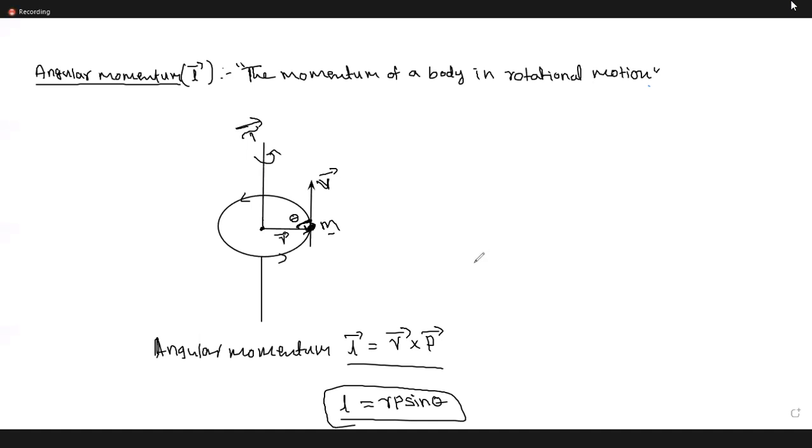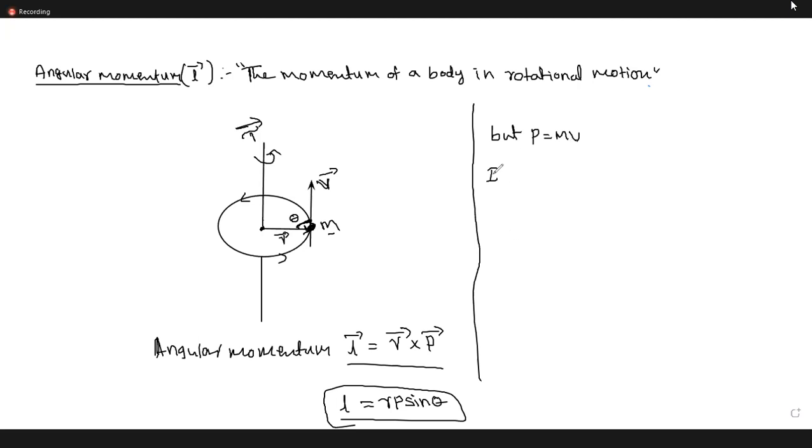So torque we got, torque is nothing but r cross F, and angular momentum is nothing but r cross p. Understood? And we know that p equals m into v, no? p equals m into v.